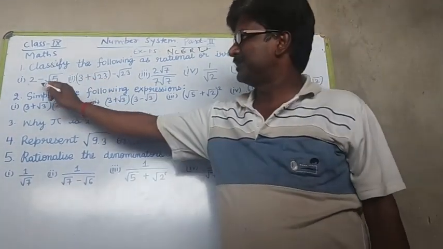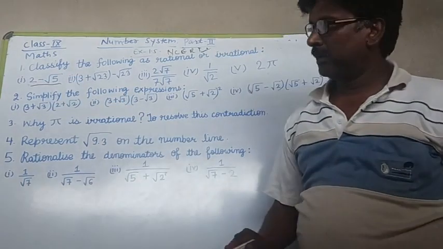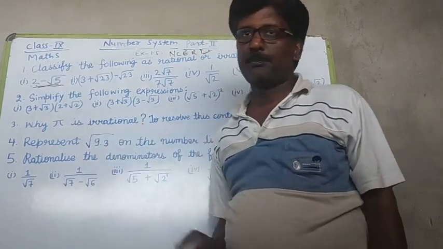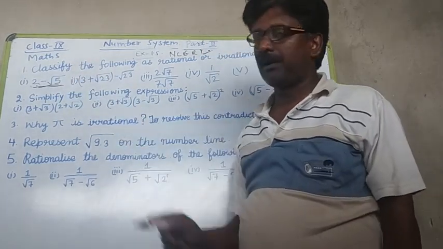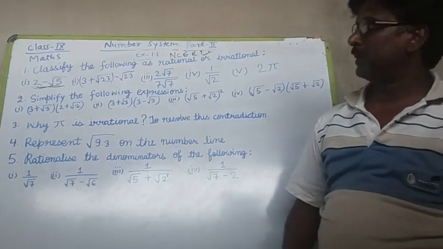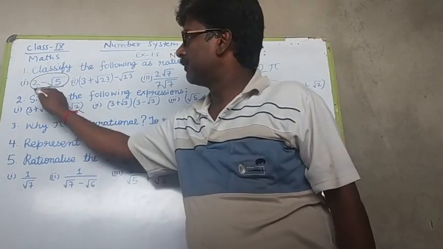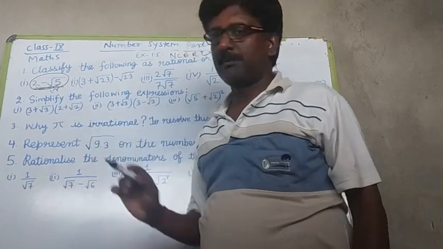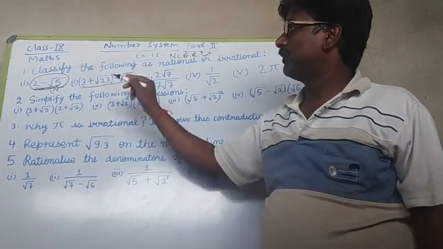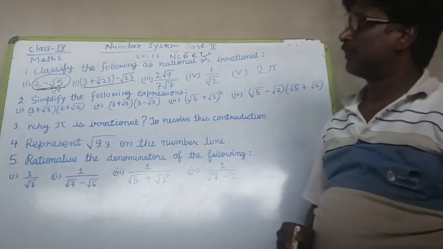So see, first question is 2 minus root 5. In this 2 minus root 5, 2 is the rational part and root 5 is the irrational part. And as we know, the difference of rational and irrational is an irrational number. So we can say this 2 minus root 5 overall is an irrational number. Okay. Next is 3 plus under root 23 minus under root 23.